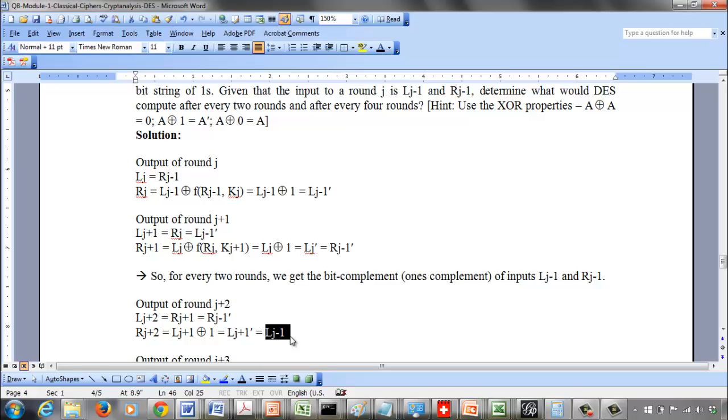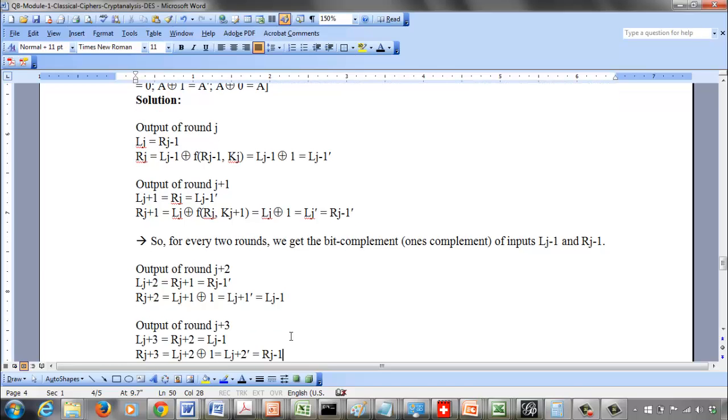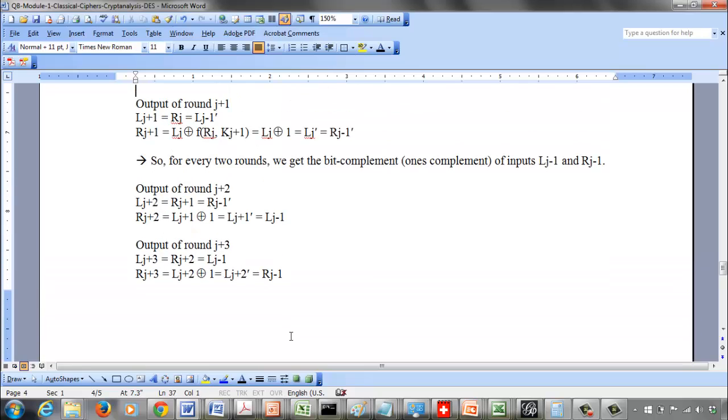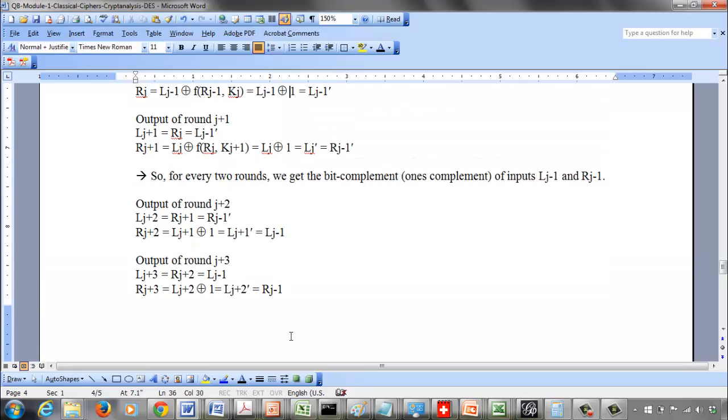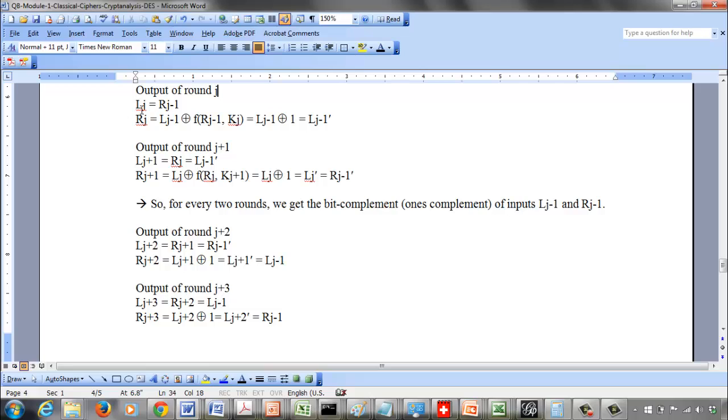Now round j+3, we have L_{j+3} is nothing but R_{j+2}, and we know R_{j+2} is L_{j-1}. Now R_{j+3} is L_{j+2} XORed with this Feistel function, but whatever it is, it's 1, so it's L_{j+2} prime, and L_{j+2} prime is going to be R_{j-1} prime, and the complement of that is going to be R_{j-1}.